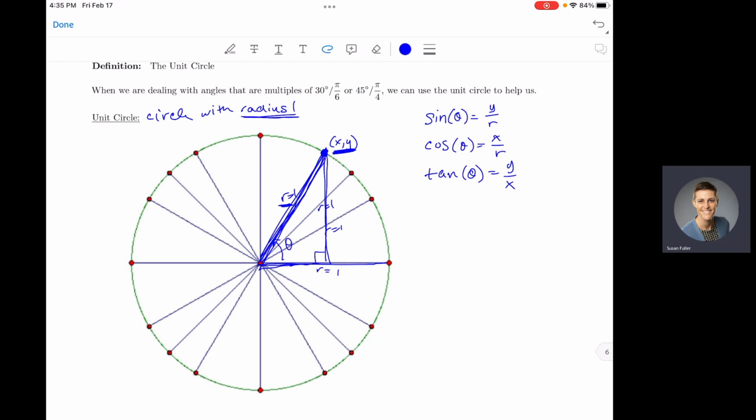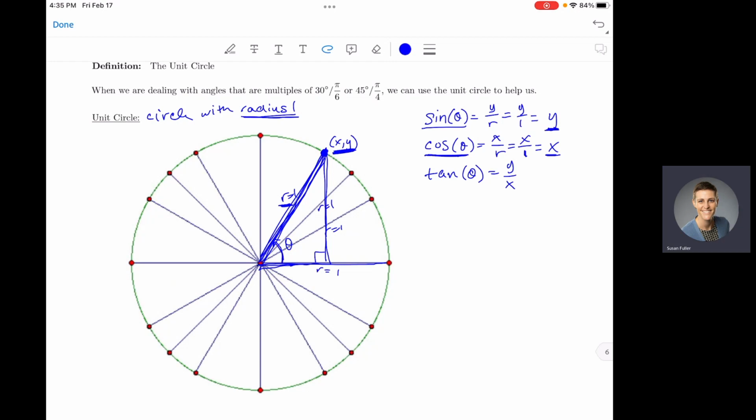And so when we come back to these, the sine value is going to be the y value of our ordered pair over r, but r is 1. So y divided by 1 is just y. That means the sine of theta is y. The cosine is x over r, but on the unit circle, r is 1. That means the cosine of our angle theta is just x. And the tangent of theta is still going to be y divided by x.